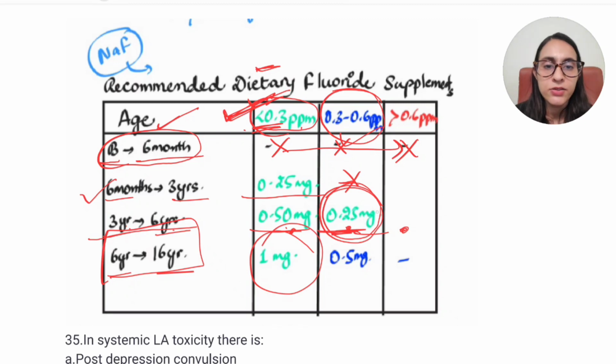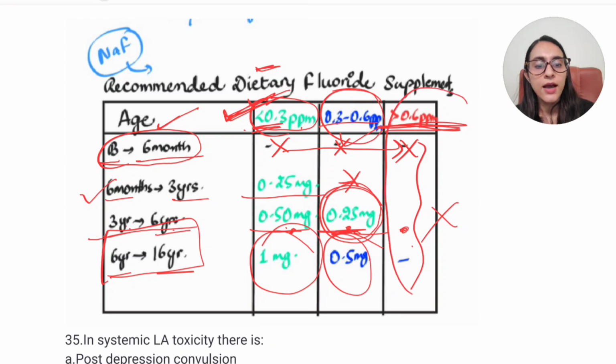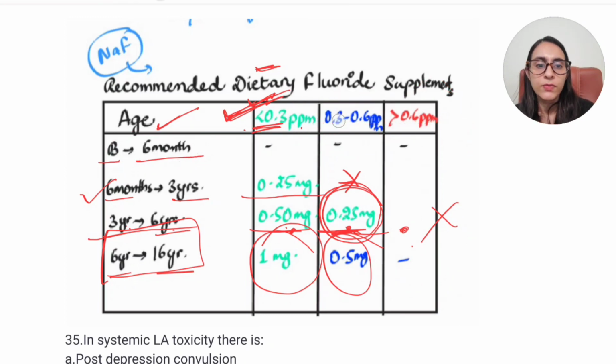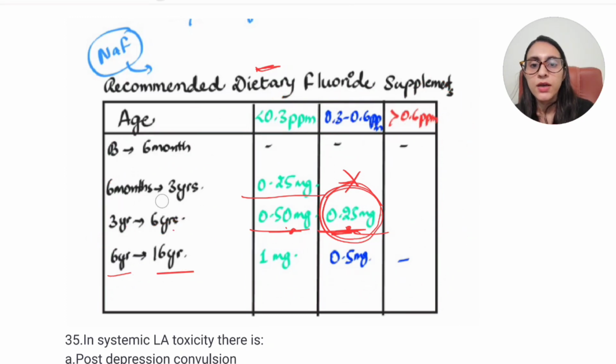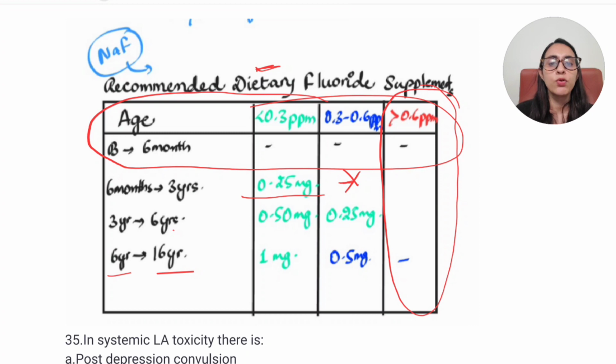And for 6 years to 16 years, if in the area the fluoride is less than 0.3 ppm, you can give 1 milligram of dietary fluoride. If in the area fluoride is 0.3 to 0.6 ppm, you can give 0.5 milligram of fluoride. And if it is more than 0.6 ppm, you actually need not give any fluoride. So they normally ask questions from either of these: if the area has greater than 0.6 ppm, or if the age of the child is birth to 6 months. In both of these categories, there is no recommended fluoride that you need to give.